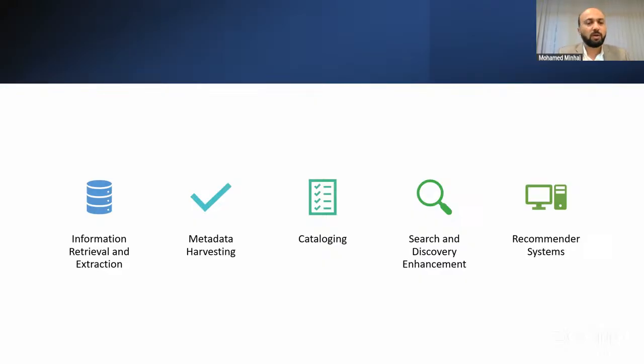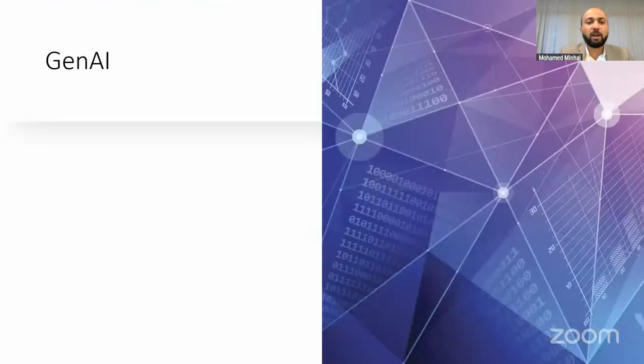Okay. So we can use AI to enhance any of these activities. As I said, information retrieval, metadata harvesting, cataloging, and things like that. We'll get into some of these things as we progress in our discussion. But what will be the enabler for it, right? The immediate accessible enabler is Gen AI to us, right?